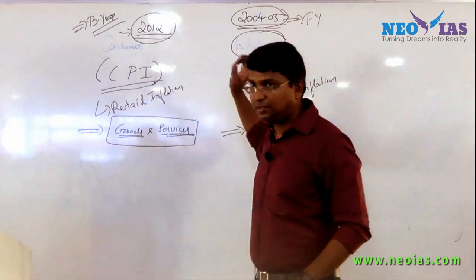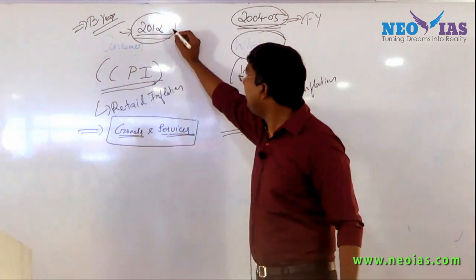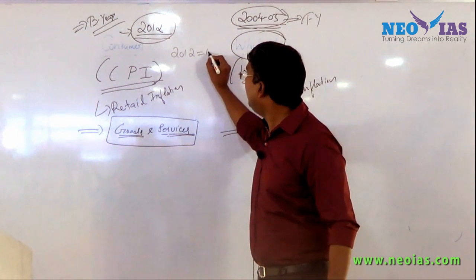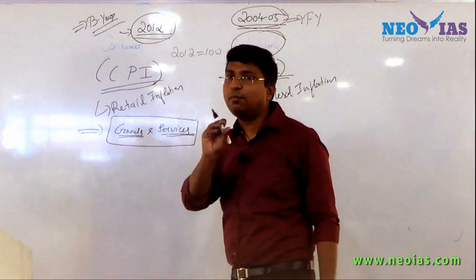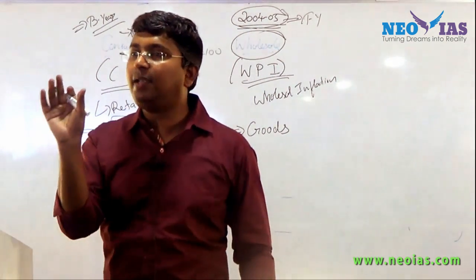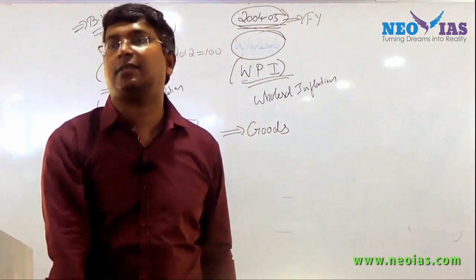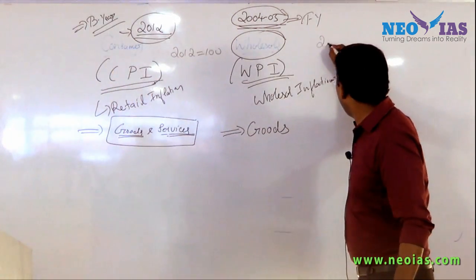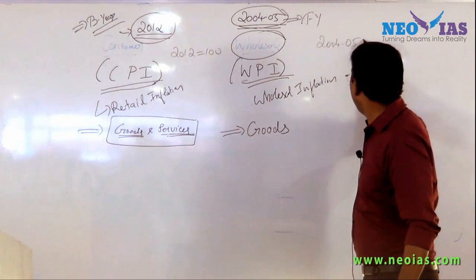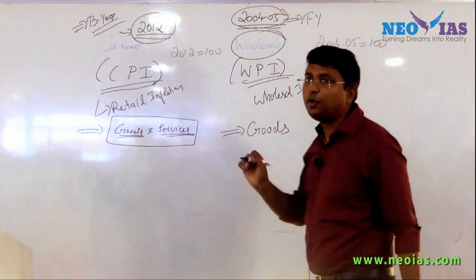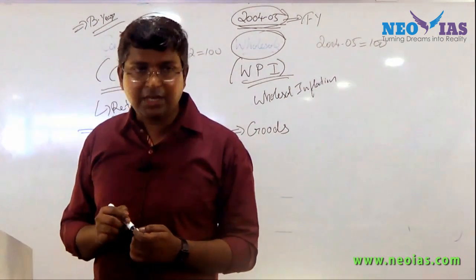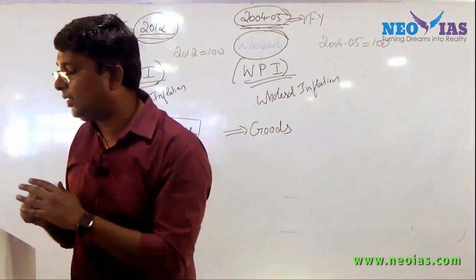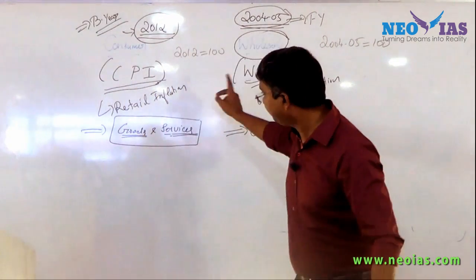When you see the newspaper, to identify the base year, they will write it like this: something equals to 100. If you see something equals to 100, that year is the base year for that index. When the news related to wholesale price index comes, they will write 2004-05 equals to 100. What is that? It is showing you that 2004-05 is the base year. Just have an idea regarding that.